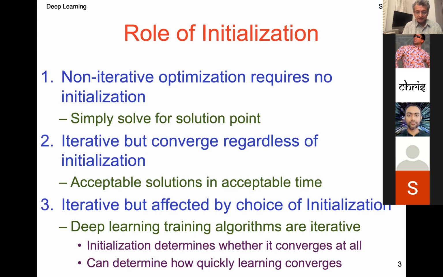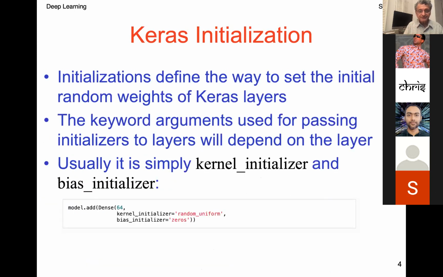So deep learning training algorithms are iterative. Initialization determines whether it converges at all and can determine how quickly learning converges. So deep learning is largely in the third category. It is not a simple convex minimization, which would be in the second area. This is the third area, affected by the choice of initialization.